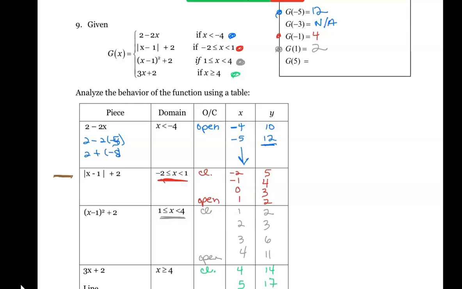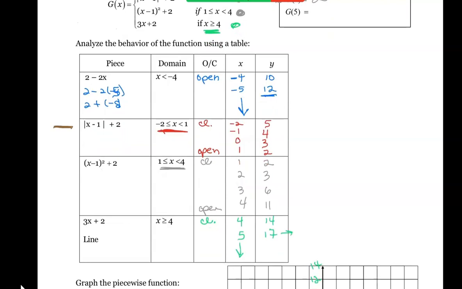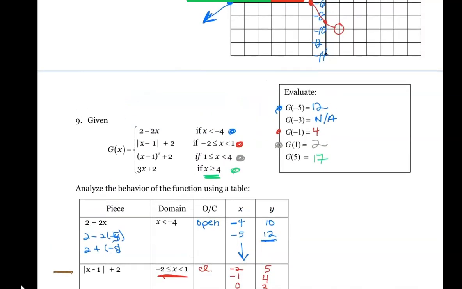Okay, G is 5. That's going to work out for this green because this says X has to be greater than 4. So did I use it already? I did. Here's the green, and it's 17. So I've got all those values. You will only have one value for each at the most. So we didn't have any values for G is negative 3, but that's okay. But you'll never have more than one. If you have more than one, you've got to rethink it because that means that this is not a function, and I'm telling you, it's a piecewise function.